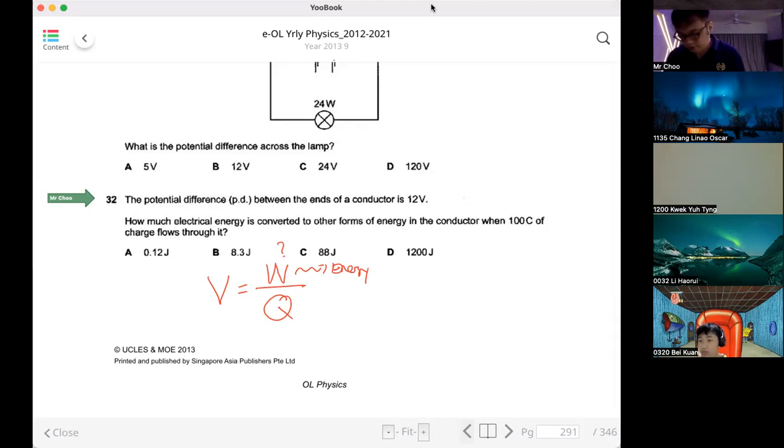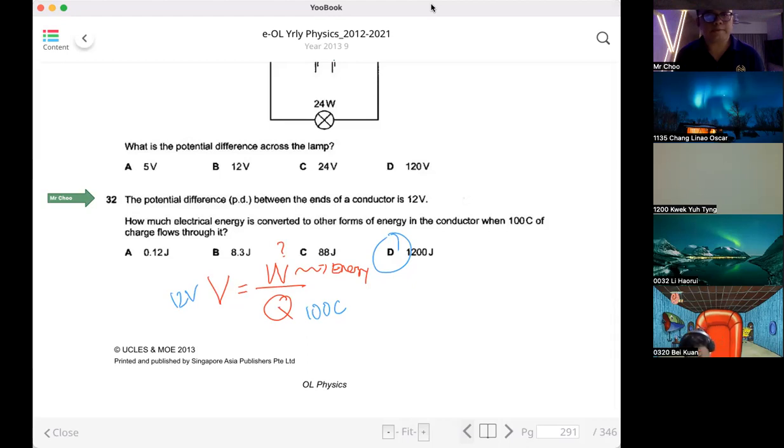So the formula we use here is V is equal to W over Q. This is your energy, this is what you want to find. Ryan, well done. So the voltage is 12 volt, the charge is 100 coulomb. So what's your answer? Pei Huan, correct. The answer is D. You rearrange, make W the subject, you should get the answer D, 1,200 joules.